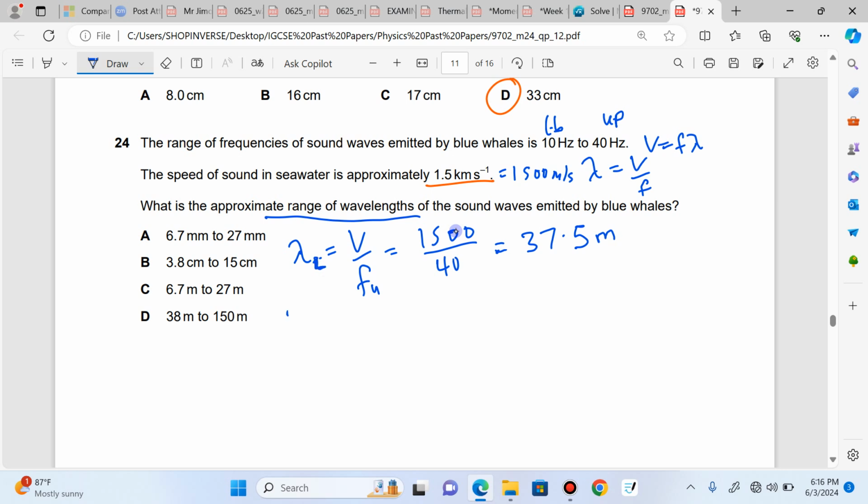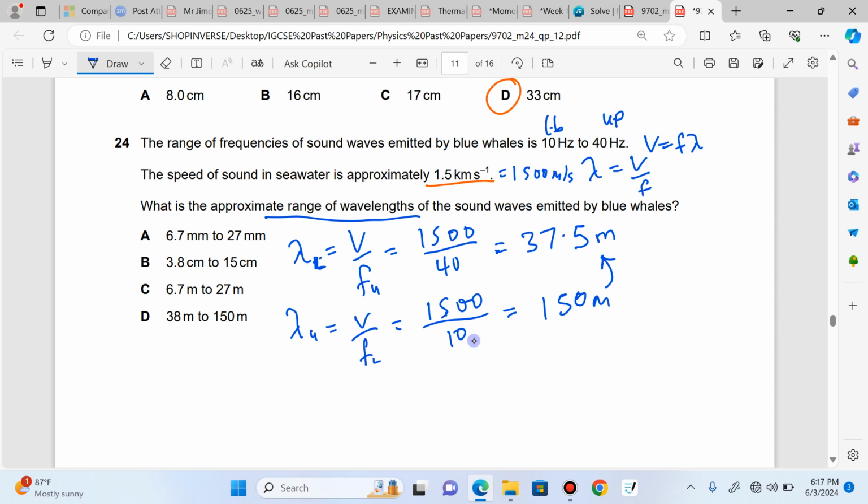And let me get the upper bound of the wavelength. I will divide the velocity, 1500 meters per second, by the lower bound of the frequency, 10 hertz. 1500 divided by 10, I'll get 15 meters. So the range goes from 15 meters to 37.5 meters. Which option do we have there? Oh, sorry. 1500 divided by 10 is 150. Pardon me. This is 150 meters.